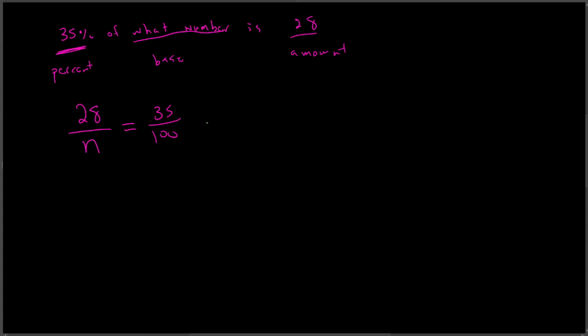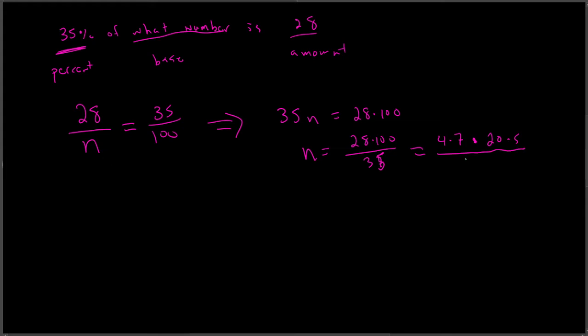And so I'll use cross multiplication. And so 35n equals 28 times 100. I'll divide both sides by 35. And I will note that 28 is 4 times 7, and 100 is 20 times 5, and 35 is 7 times 5. So these will go away. And I get 80.